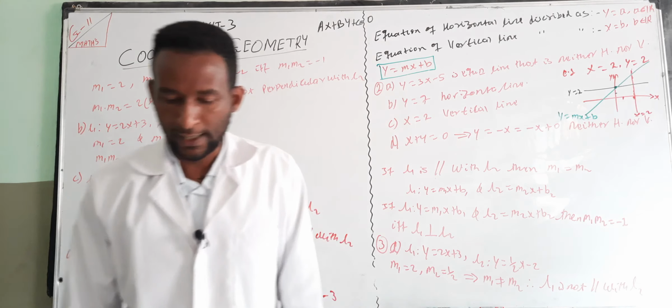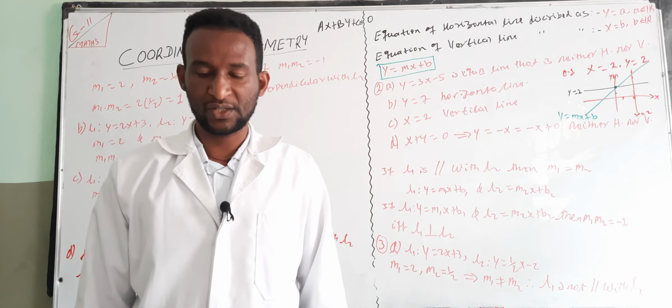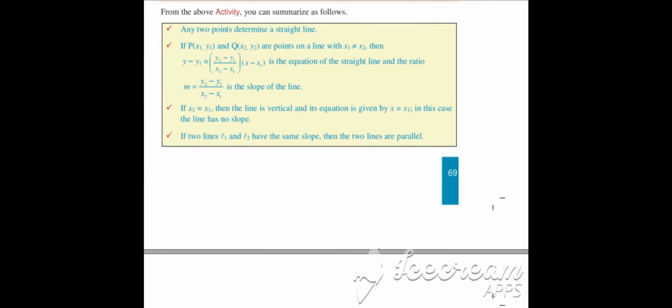Let us see the note given on page 69. From the above Activity 3.1 we can summarize as follows. Any two points determine a straight line. That means the line that passes through two different points determines a straight line. If P(x1, y1) and Q(x2, y2) are points on a line with x1 different from x2, then we can get the equation of the line with this formula.